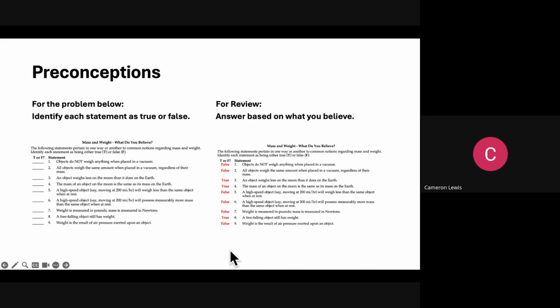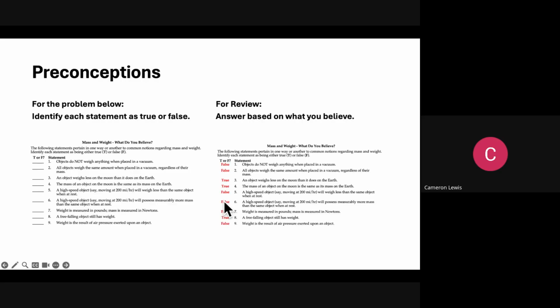Now, a free falling object still has weight. We said true because if I jump out of a building and fly, I'm still going to weigh the same amount as if I was standing straight up. Weight is the result of air pressure exerted upon us. We said no because weight is actually, in its name, the force due to gravity. There we go.